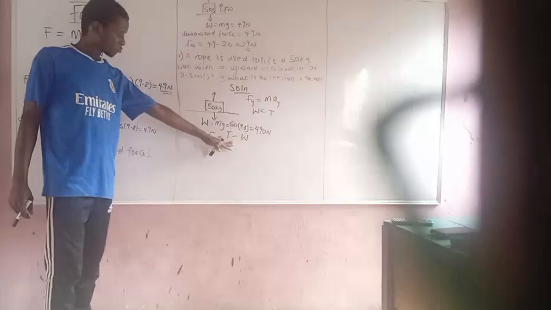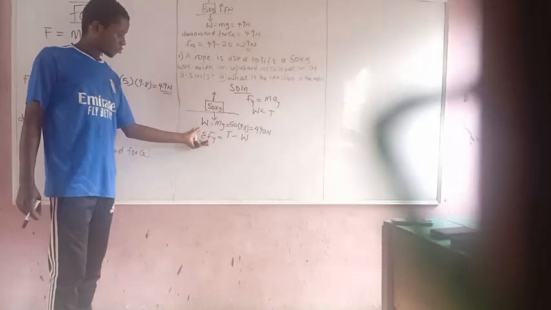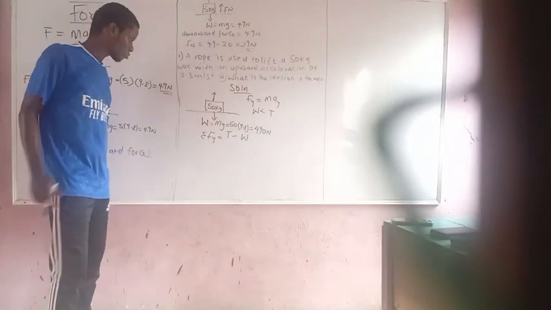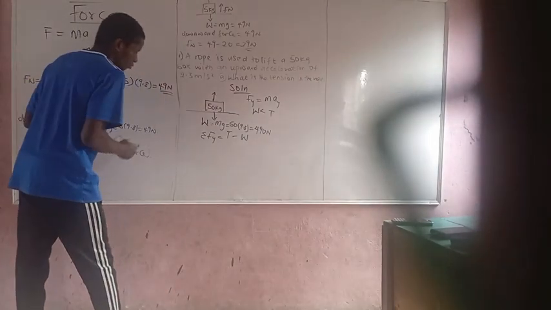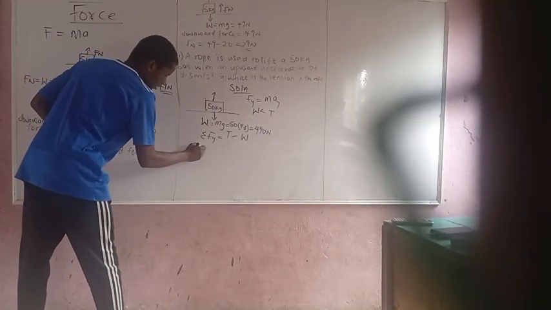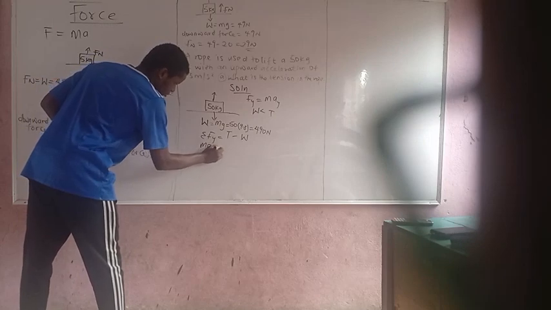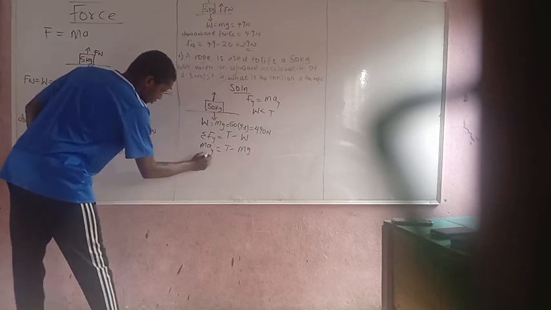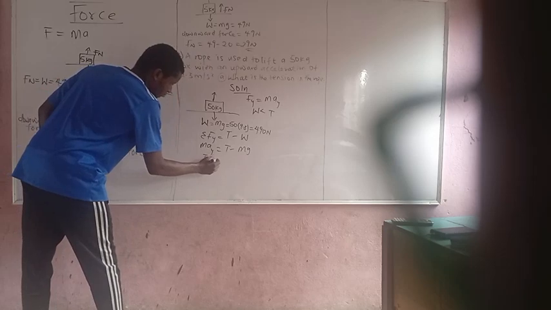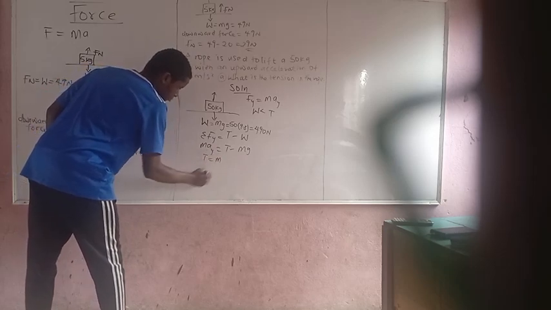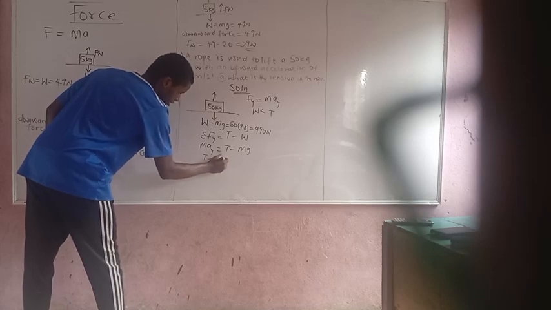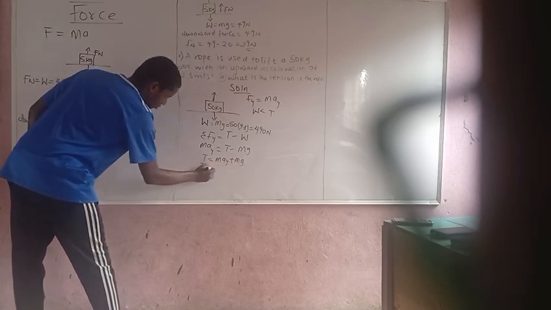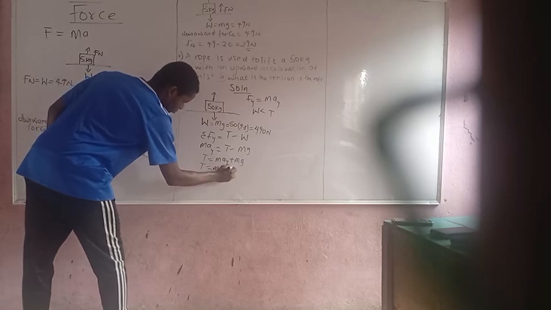But now the upward force, remember, is equal to the downward force. So we have m ay equal to tension minus mg. So the tension will be equal to m ay plus mg.